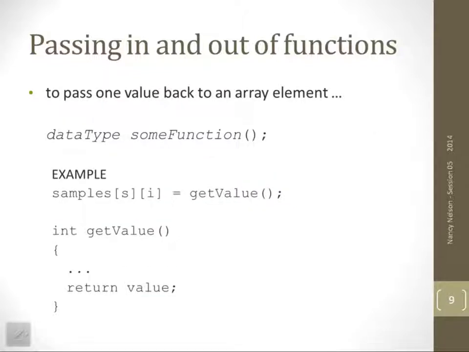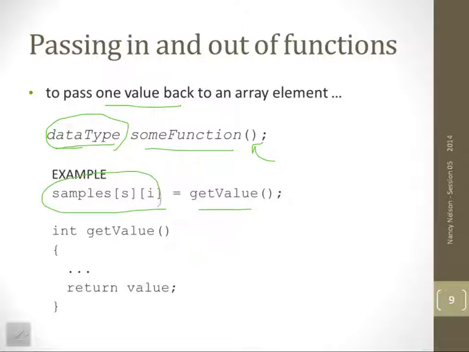On the last page, we looked at passing one value in. Well, sometimes we need to pass a value back, and we want to assign that to an array element. So in our function, it would have to have a return type that would match the element of the array, and then the name of the function. It may or may not have any input values. So say, for example, we wanted a function called getValue. What it was going to do was get an integer value and assign it to our array.